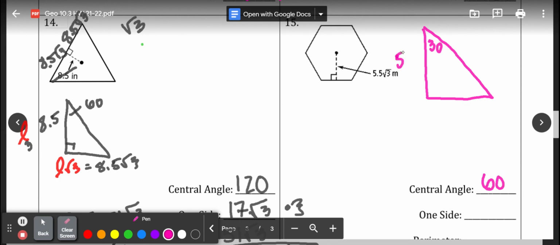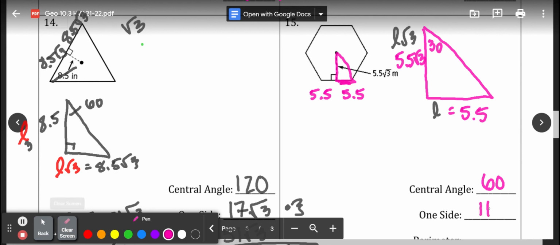This is 5.5 rad 3. The good news is this is in the L rad 3 position, which means this is L, which makes that just going to be 5.5. But remember, this is only talking about this piece because we're really looking at this triangle right here. So I have 5.5 here, I have 5.5 here. Add those together, that's 11. So we have one side is 11.